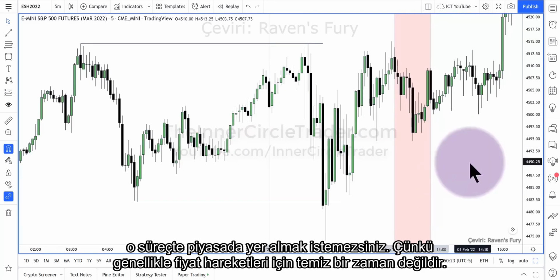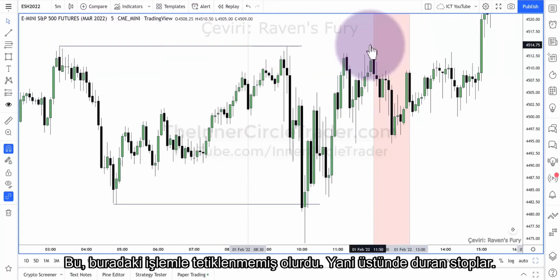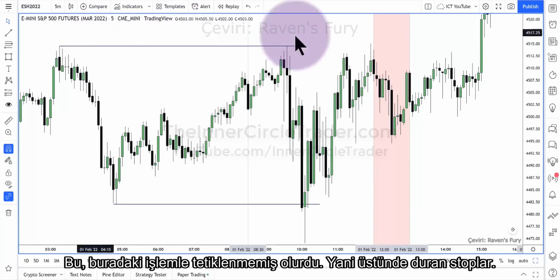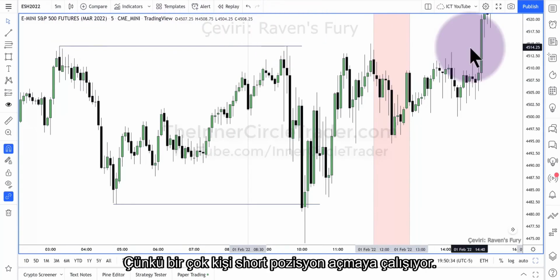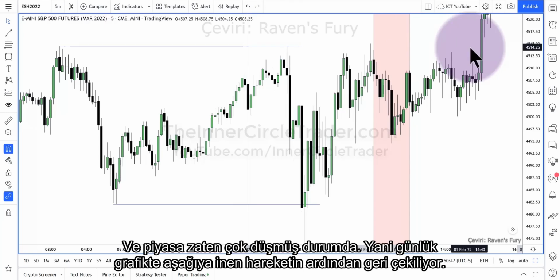So now here we have the high of the day and all the liquidity resting above here that would not have been tagged by this. In other words, stops that are resting a little bit above that, because there's a lot of people trying to sell short. They want to see this thing go lower. But we created a very important low last week, and the market has already tanked a lot. So it's pulling back up in the run that it created going lower on a daily chart.